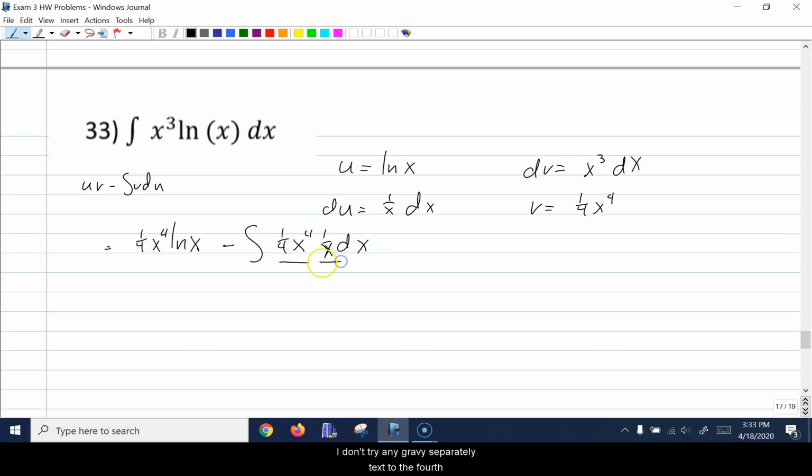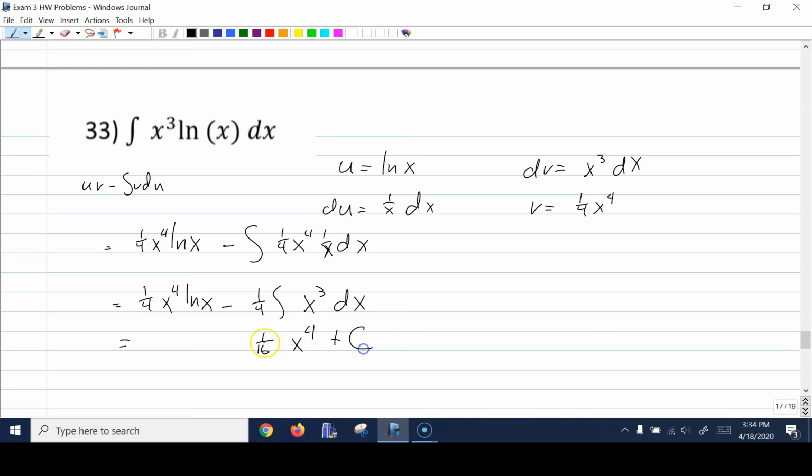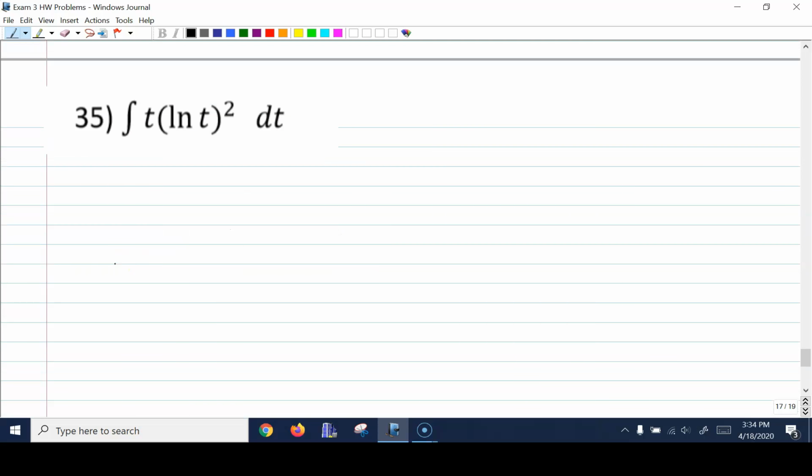Don't try and integrate these separately. X to the 4th times 1 over x simplifies, which is why this is productive. I get the integral of x cubed is what I'm left with when they cancel. The integral of x cubed is 1/4 x to the 4. A fourth of a fourth is still a 16th. This part's still here. Boom, we did it. Low on time.